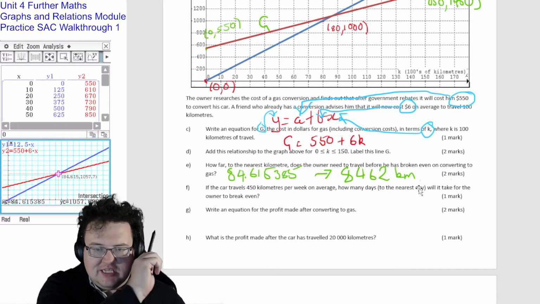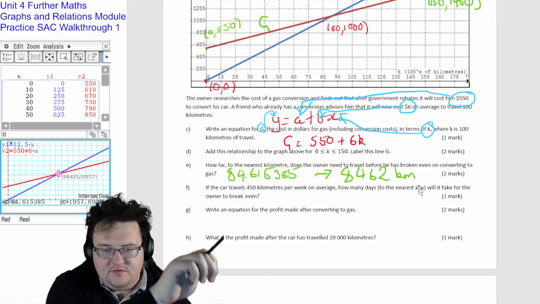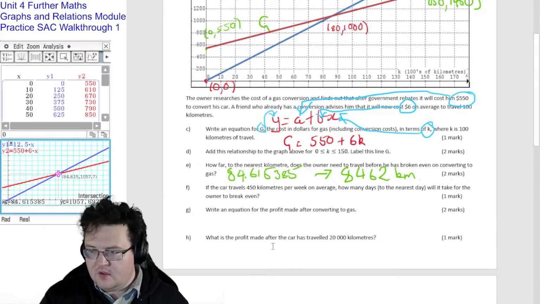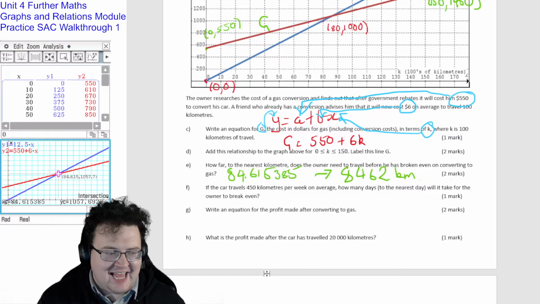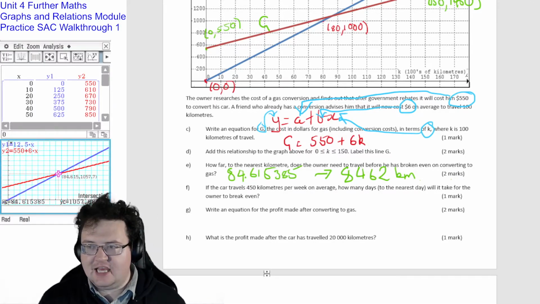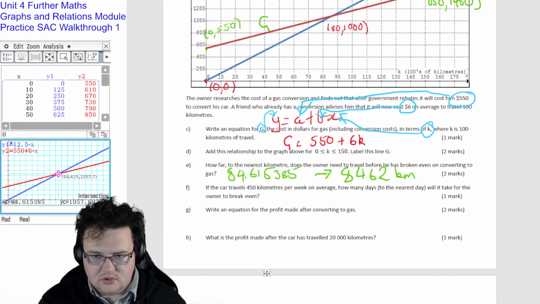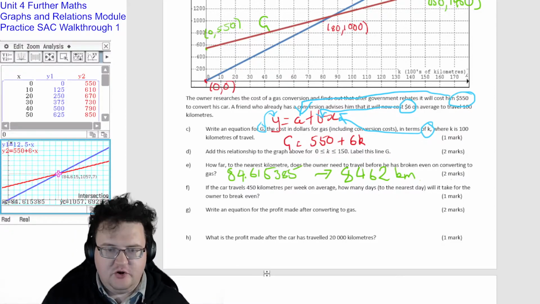We are now going to use this answer in the next part. If the owner travels 450 kilometers per week on average, how many days, to the nearest day, will it take him to break even on the conversion?